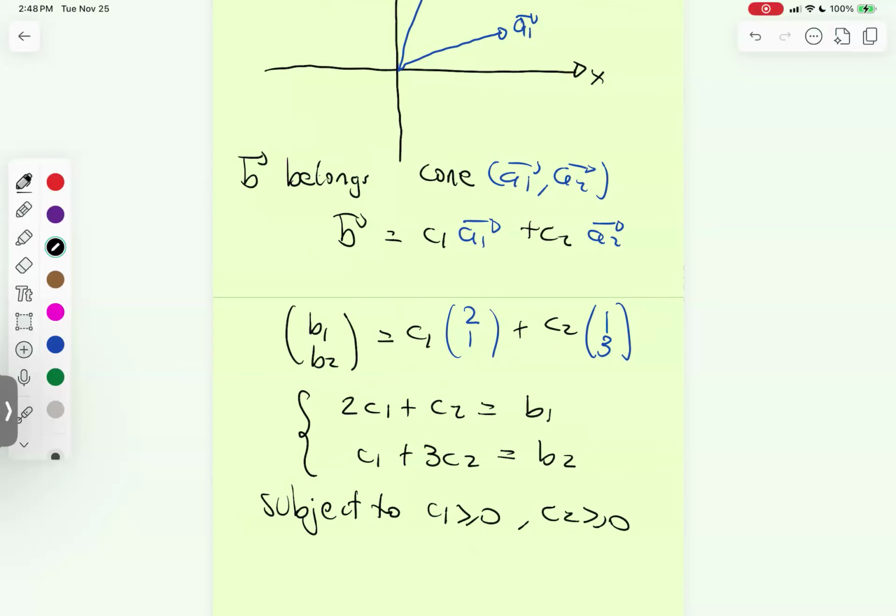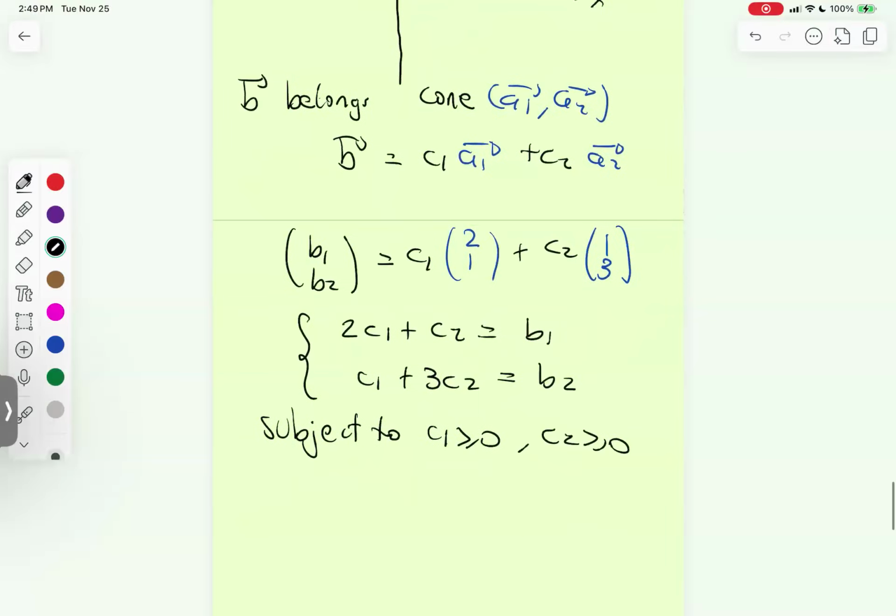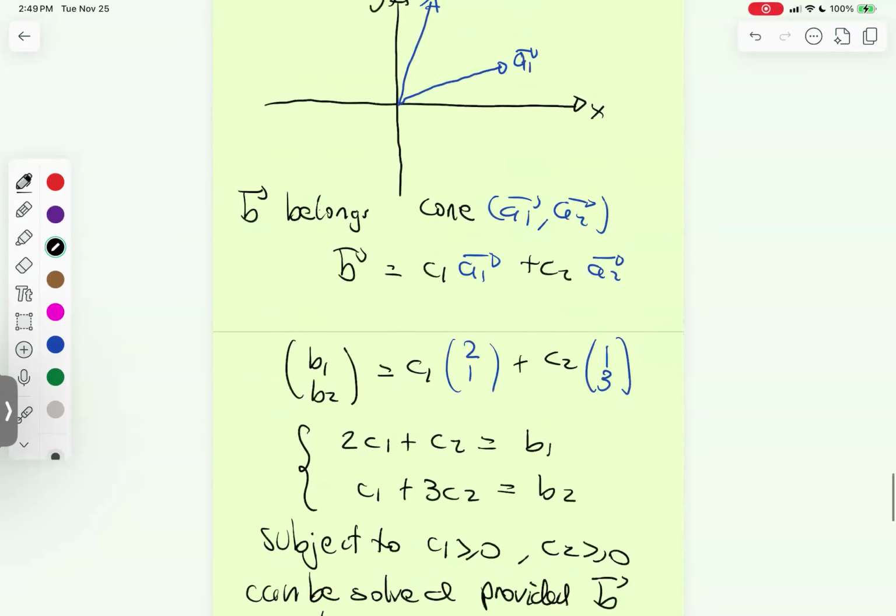If you go to algebra and drop the science, it literally looks like a curve. Oh, like a curve. So this can be solved, provided B is in here. I'll show you where it's supposed to lie.